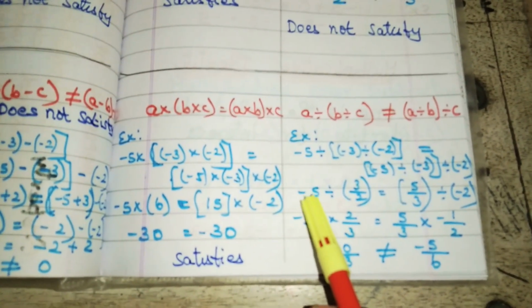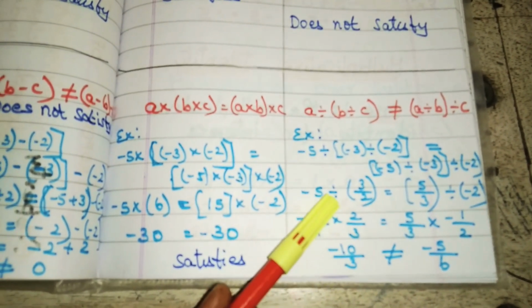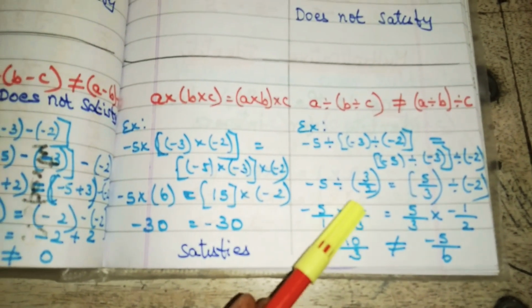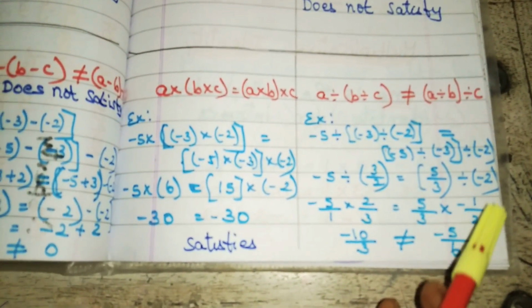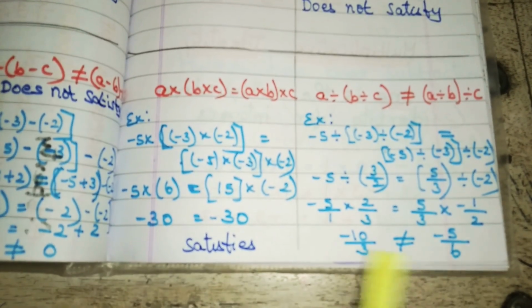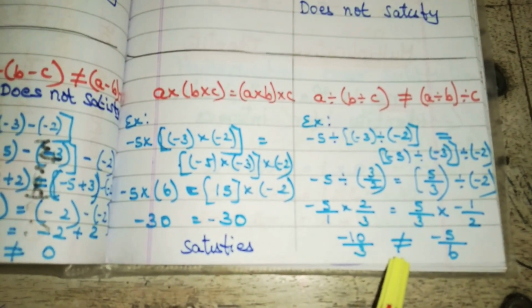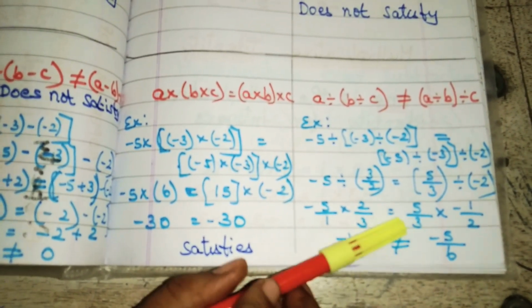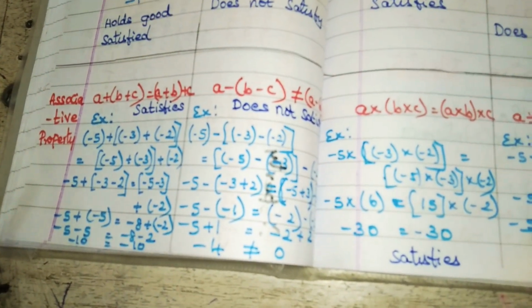Now minus 5 can be written in the form of a fraction as minus 5 by 1 divided by... so I have to change it to the multiplication sign and take the reciprocal of the second fraction, which becomes 2 by 3. In your RHS, 5 by 3 into 1 minus 1 by 2. Now multiply the numerator and denominator: minus 10 by 3 is not equal to minus 5 by 6. So division is not satisfied under the associative property. Clear, children?